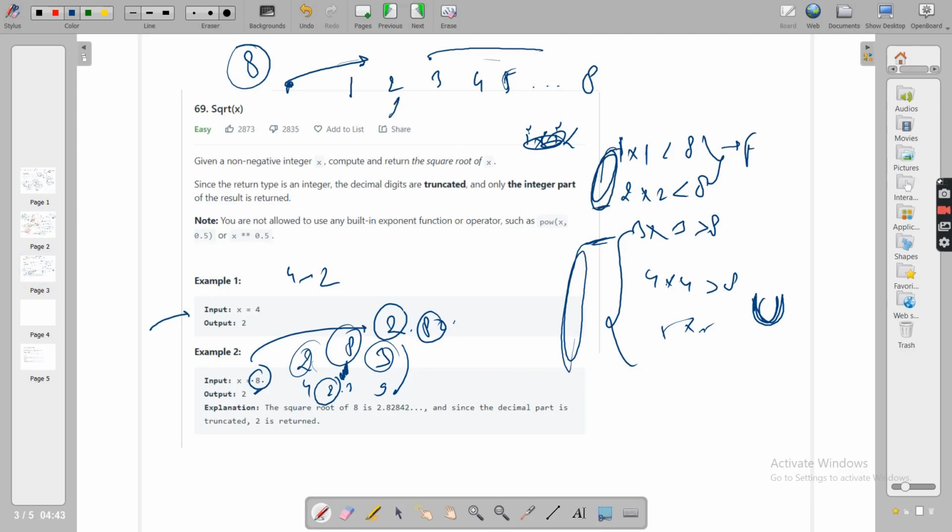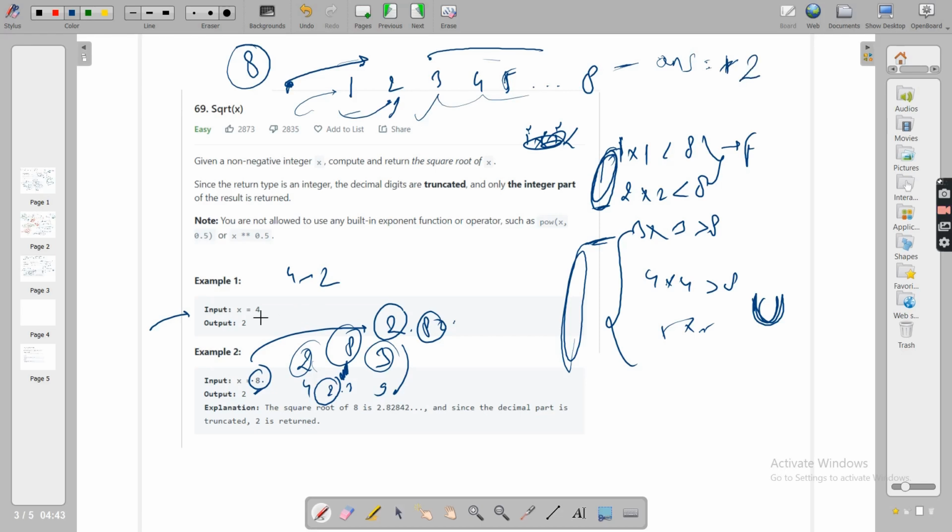So in a normal linear search, starting from this index, keep a variable, let's say ans, and keep on updating it. Initially you updated 1, then you went to 2. 2 cross 2 is lesser than 8, so update it to 2. Now for 3, 4, 5, their squares are greater than 8.